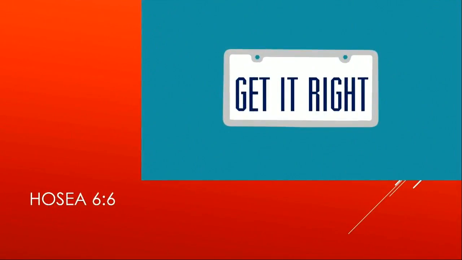Get Hosea chapter 6 and verse 6. He wants you to get it right, Israel. For I desire mercy and not sacrifice. See, once again, the same thing. The Most High is reiterating the same thing that Christ was talking about. For I desire mercy and not sacrifice, and the knowledge of the Most High more than burnt offerings.